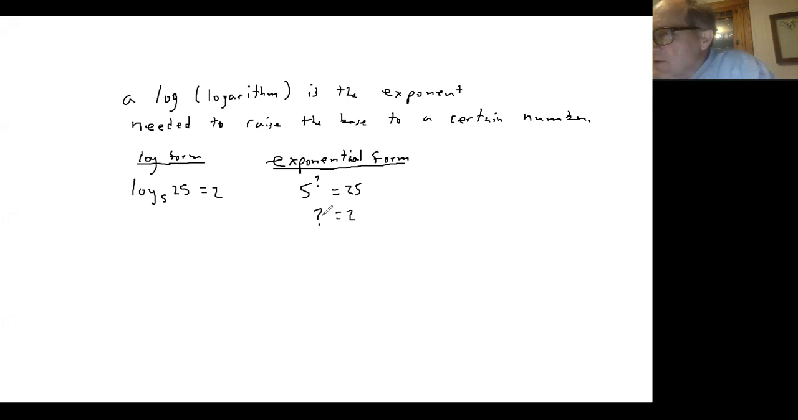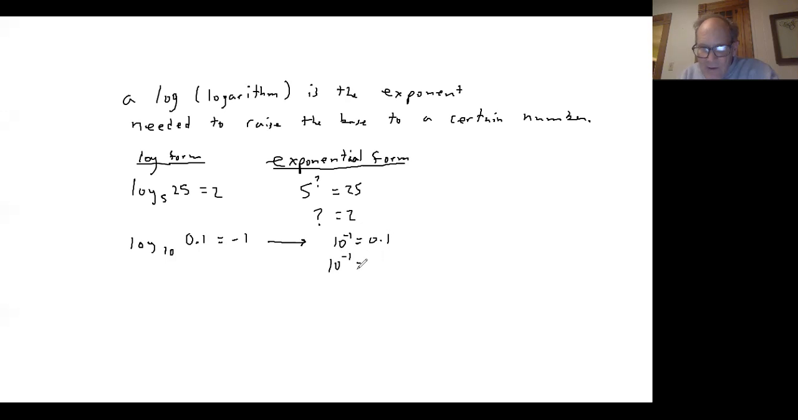Let's take one where it's a little bit different. Let's take this log form, log base 10 of 0.1 equals -1. Put that in exponential form. 10 to the -1 equals 0.1. It's easy to see. 10 to the -1 equals 1/10 equals 0.1.